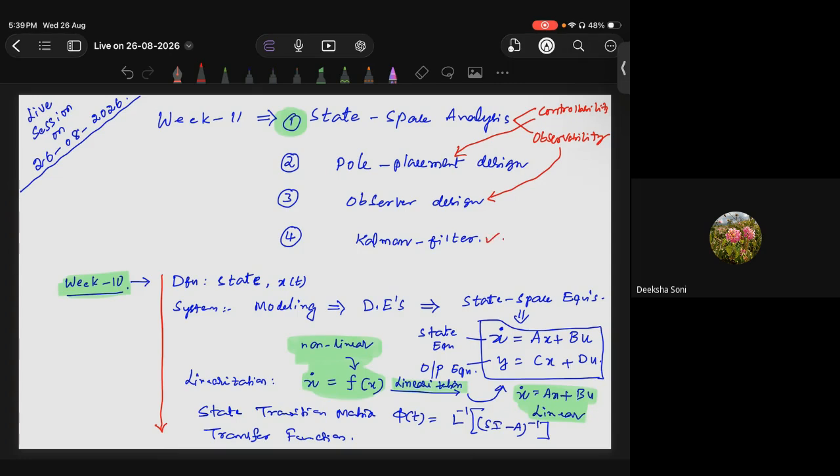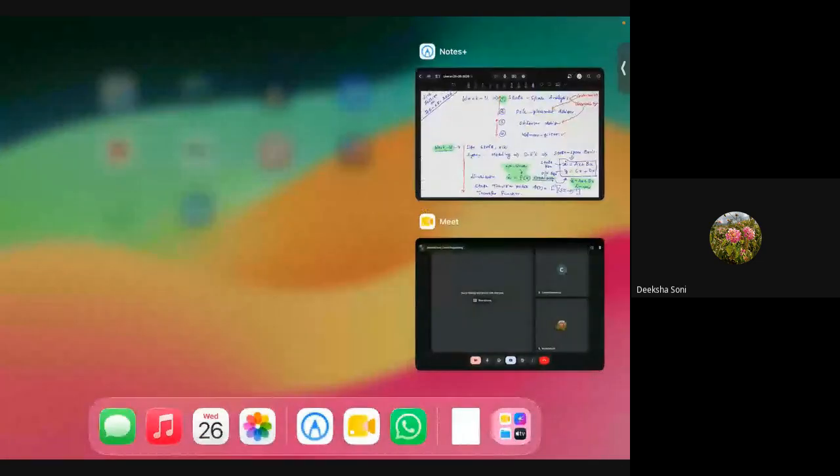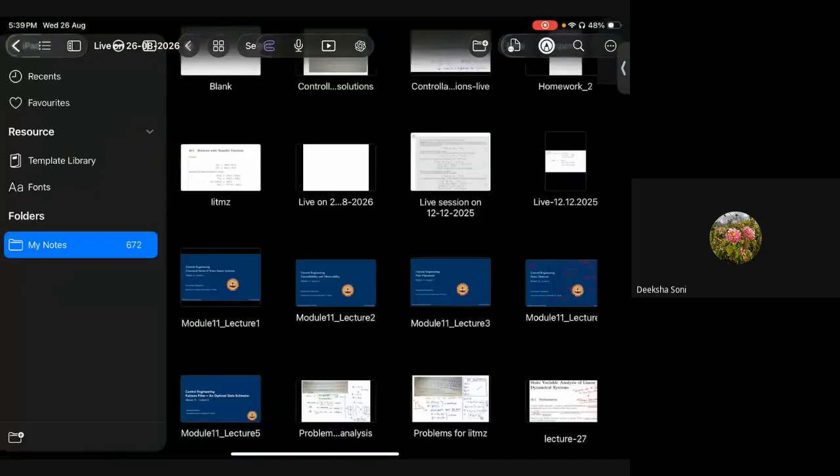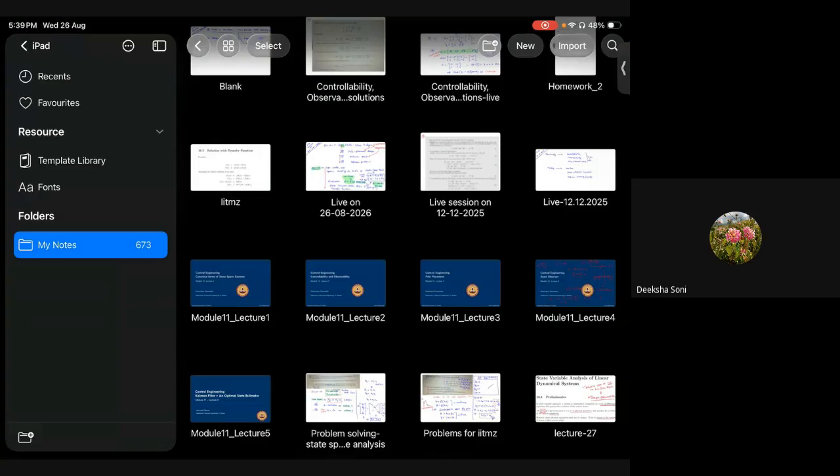In this slide we will cover controllability, observability, and pole placement design. In the next slide, we will see observer design and Kalman filter. Hope this is clear. Let me share my screen.